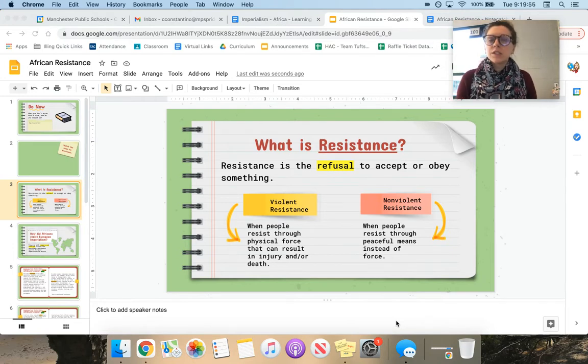Two types of resistance we're going to focus on are violent resistance and nonviolent resistance. Violent resistance is when people resist through physical force that can result in injury and or death. Nonviolent resistance is when people resist through peaceful means instead of force. A way to tell which is violent resistance results in people getting hurt physically. Nonviolent resistance does not have that element.